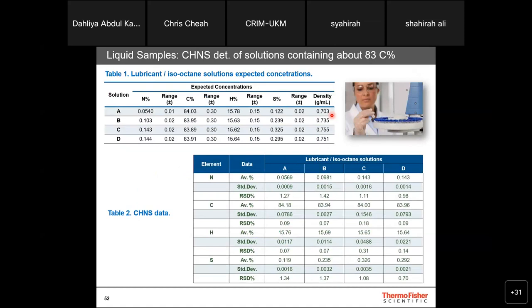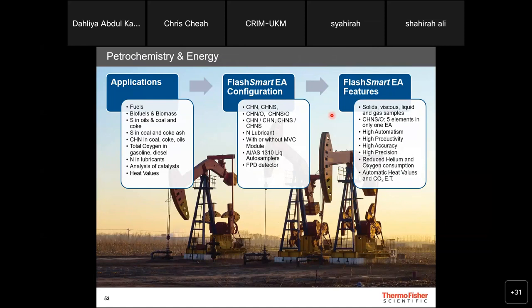For CHNS solution, for example a liquid sample, we will go direct with liquid injection. This has to do with lubricant and iso-octane solution. Petrochemistry and energy: these are the common analyses that people are doing. I want to highlight biofuel and biomass, because in the current development a lot of researchers are focusing on biomass. They are trying to determine whether biomass can, I won't say 100% replace, but rather how it can be a constituent energy source to a biofuel.